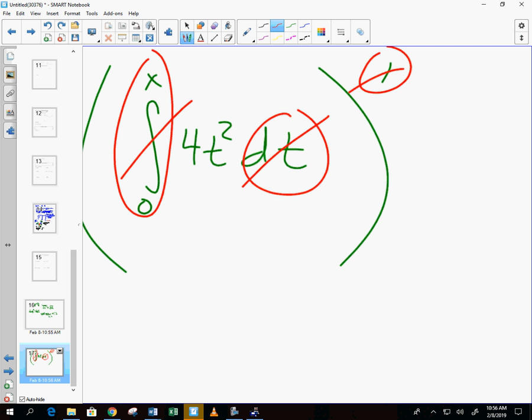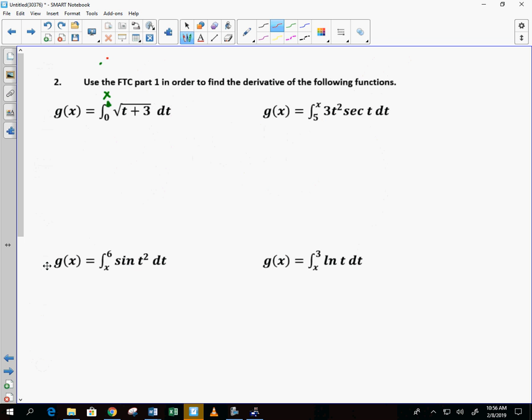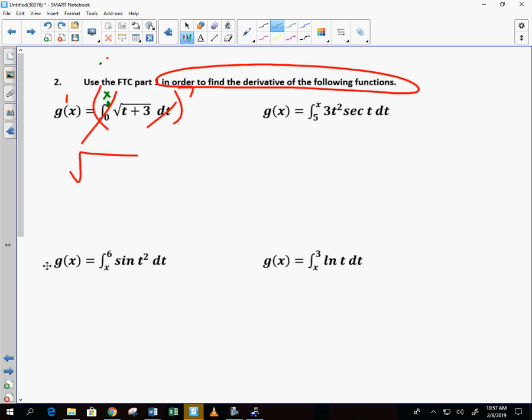Okay? So as we look at this example, it says, if g of x is equal to the integral from 0 to x of the square root of t plus 3 dt, find the derivative of the following functions. We're going to take the derivative of this guy. And when we do, the integral goes away, the dt goes away. What are you left with? Square root of t plus 3. The only difference is you plug in an x. Square root of x plus 3. I'll show you why in a second. Just trust me for this one first. Yep, that's it.